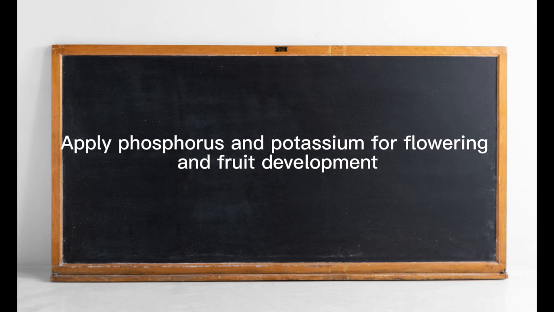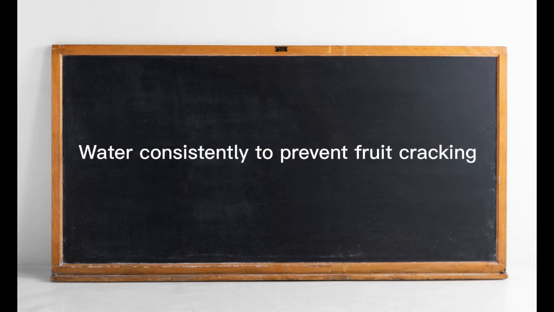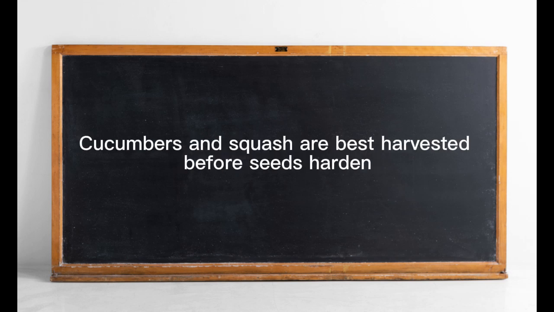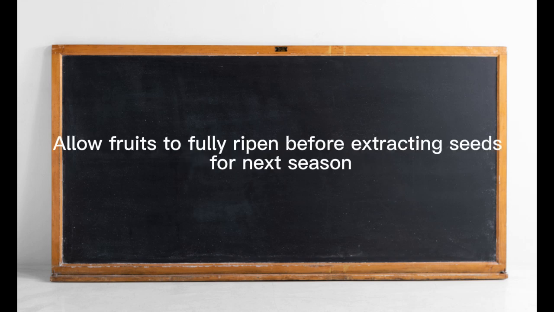Apply phosphorus and potassium for flowering and fruit development. Water consistently to prevent fruit cracking. Harvesting: pick fruits when fully ripened to encourage continuous production. Cucumbers and squash are best harvested before seeds harden. Seed production: allow fruits to fully ripen before extracting seeds for next season.